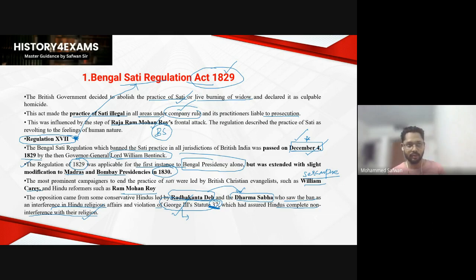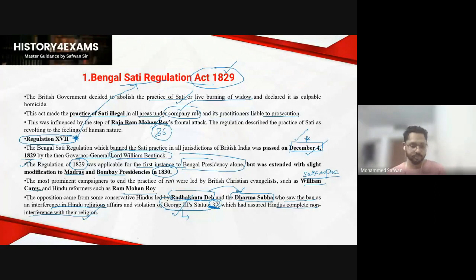It's a particular organization. Also, Radha Kanta Deb said that this initiative taken by the British administration, that is the Bengal Sati Regulation Act of 1829, is basically a violation of George III's Statute number 37. And this Statute number 37 says that we British won't interfere in the religious matters of Hindus. But what we can see, they interfered. So Radha Kanta Deb says it was a violation of George III's statute also.